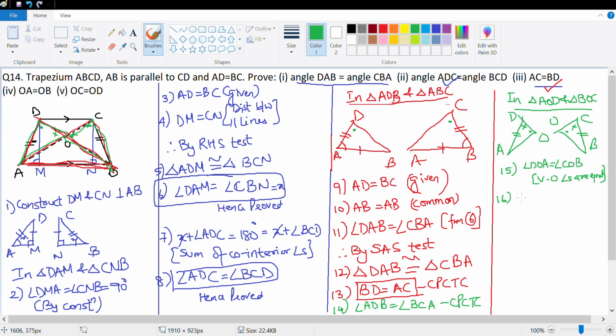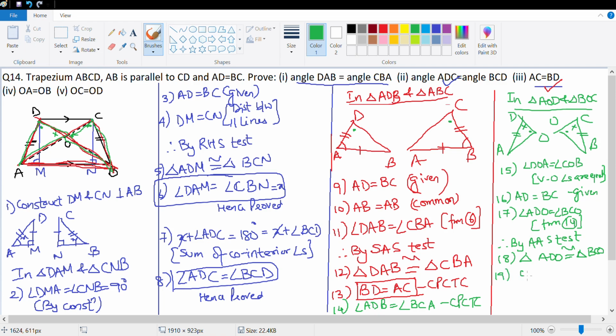Next is number 16. AD is equal to BC. Number 7, this is given. And angle ADO is equal to angle BCO. This is from 14. Therefore, by angle side test, triangle ADO is congruent to triangle BCO. What this gives me is OD is equal to OC. Perfect. This is CPCTC. So I've got OD is equal to OC.